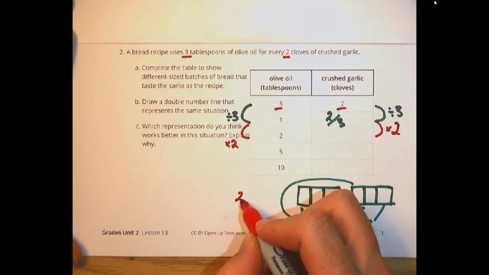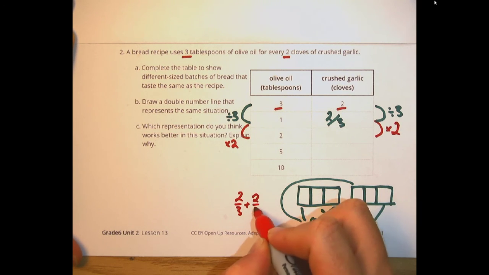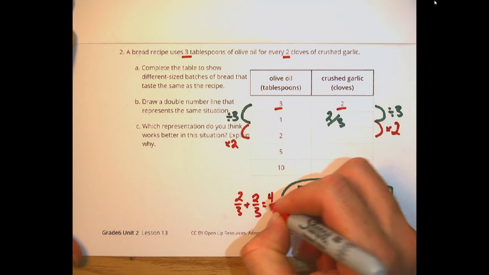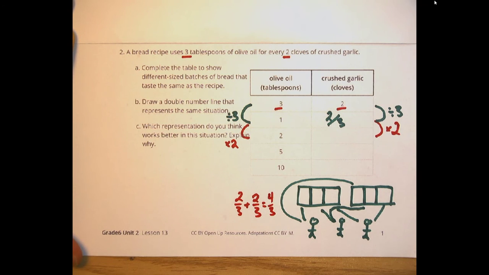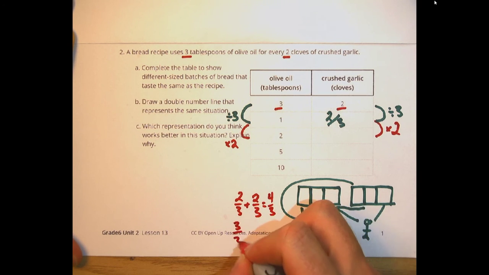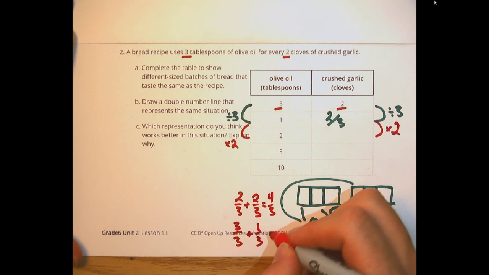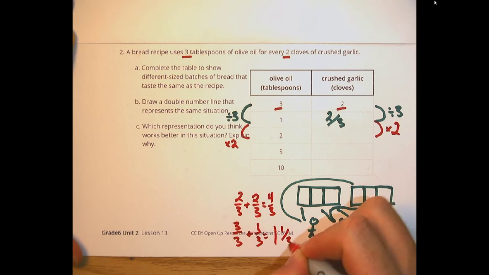That means we have 2 thirds plus 2 thirds, because we have 2 of them, and that's 4 thirds. 4 thirds, remember that 3 thirds make 1, and then you have 1 third left over. 1 and 1 third.